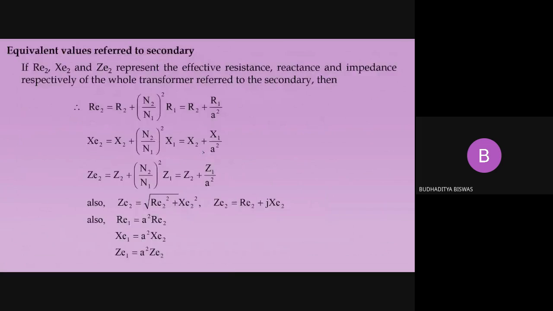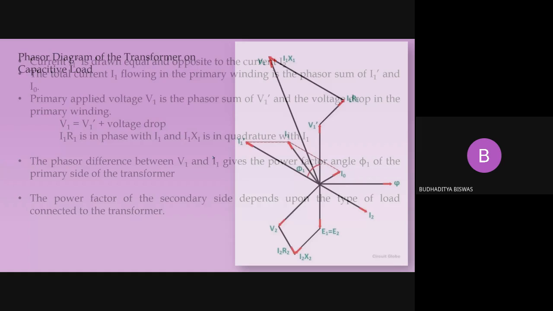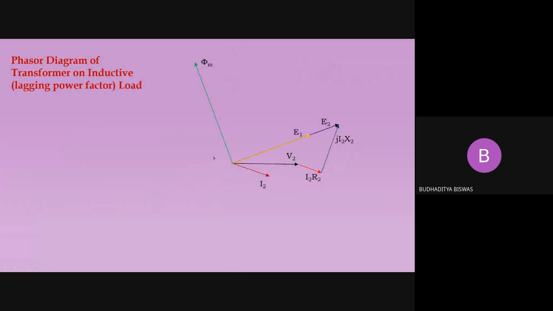So if E1 and E2 are on that axis, then phi should lead the E1 and E2 axis by an angle of 90 degrees. So this angle is 90 degrees. Between the green and yellow arrow, the angle is 90 degrees, and phi leads the two induced voltages E1 and E2 by 90 degrees. These are the steps; step by step we are going toward a complicated figure.